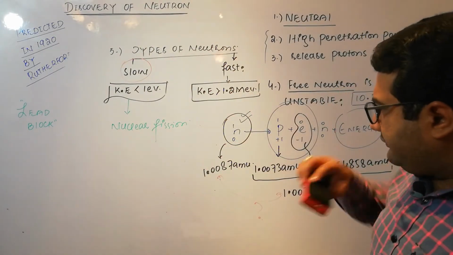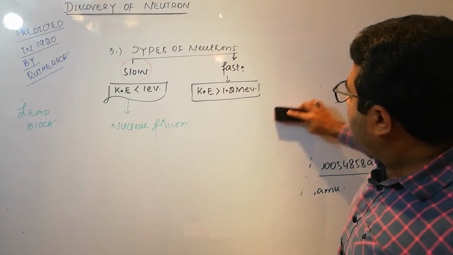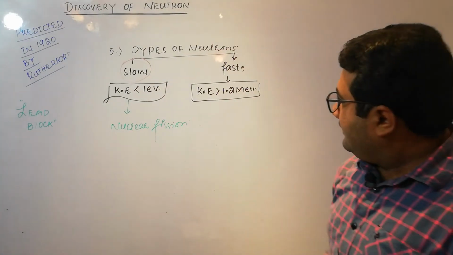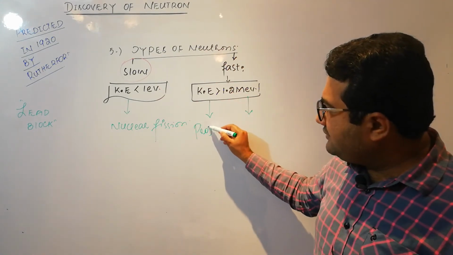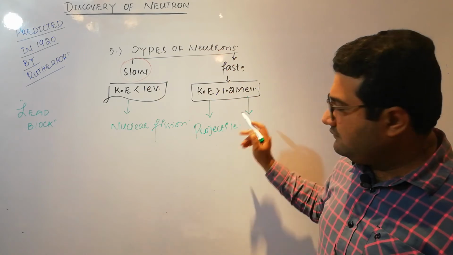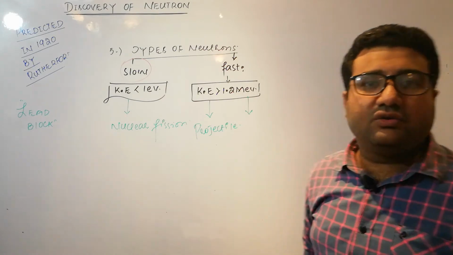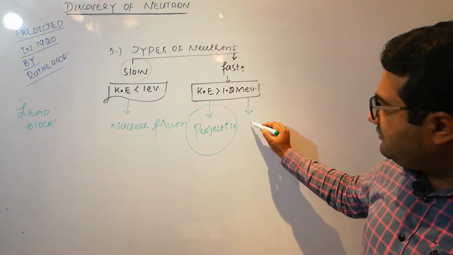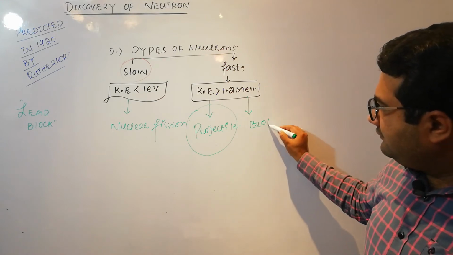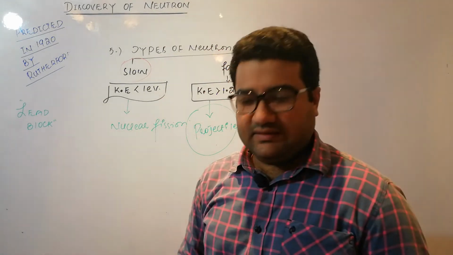Now what is the use of these fast neutrons? These fast neutrons have two major uses. Either they are used as projectiles: a free moving neutron will fall on an element and change that element into another element. So that means they are used as projectiles. Or they have a biological use. They are used in the treatment of cancer.